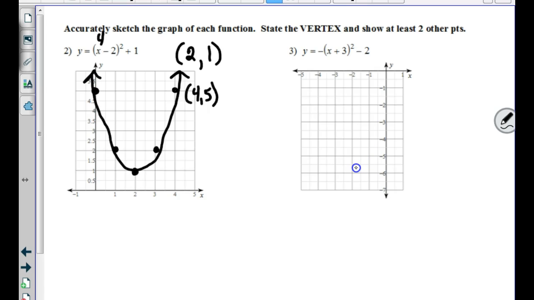When you have the quiz on this, guys, you will have a calculator. Okay. And you will have a graphing calculator, I believe.